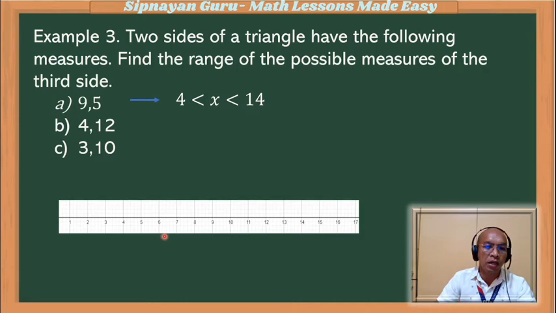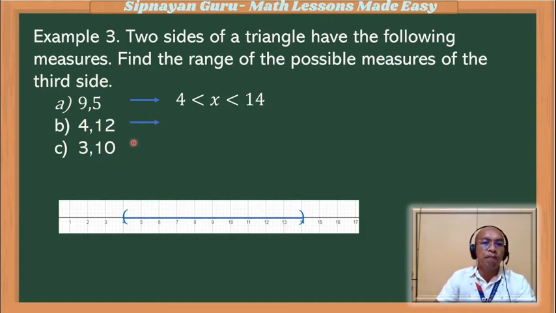In the number line, these are the possible values of x: to the right of 4, but to the left of 14. So the possible values of the side for which the triangle inequality theorem will be satisfied can be found in this interval.